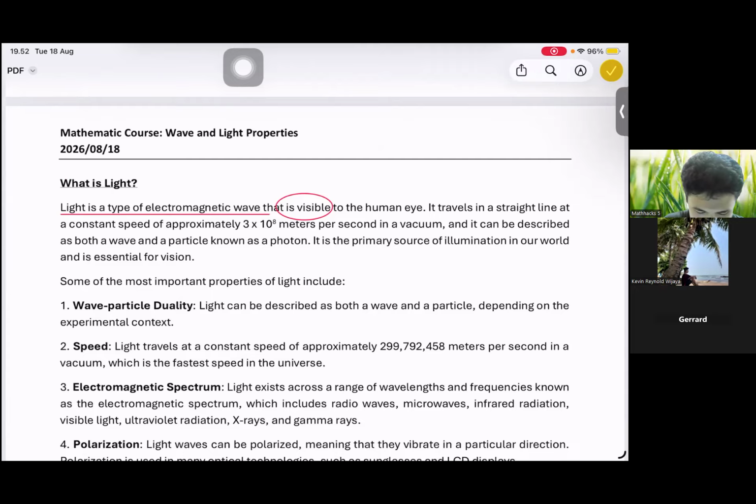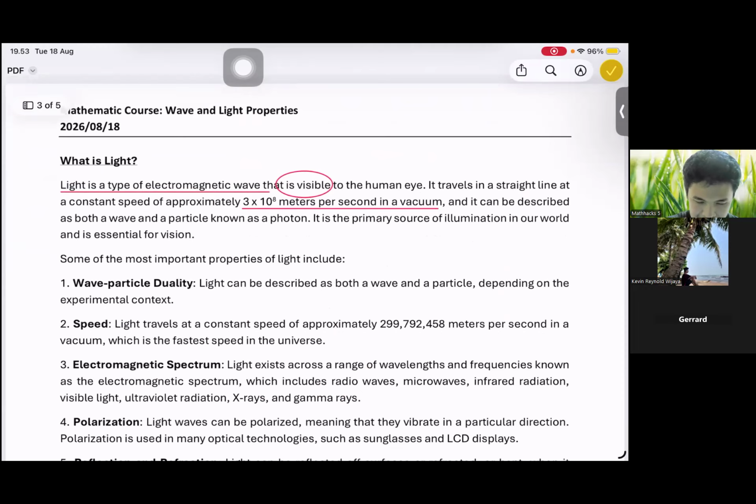And then light travels with a velocity of around 3 times 10 to the power 8 meters per second in vacuum. Once again, in vacuum. When you see my notes again, pay attention to the sentences that I highlighted with the red line, because usually your teacher will ask this question in your exam. Light travels with a velocity of around 3 times 10 to the power 8 meters per second, and light can travel in vacuum conditions. This velocity is the velocity of light in vacuum conditions.